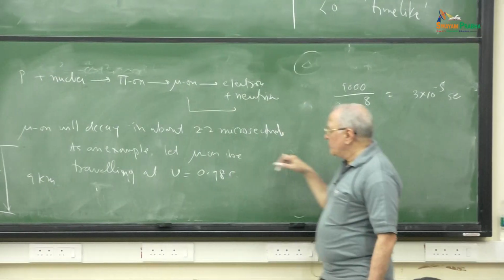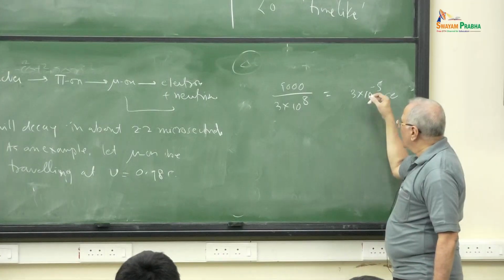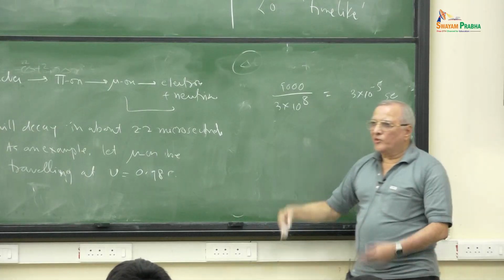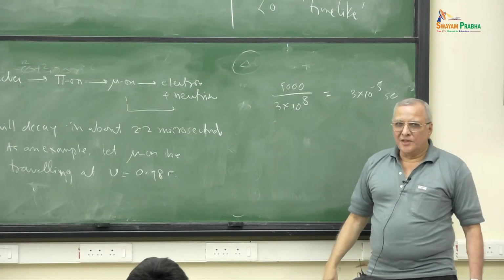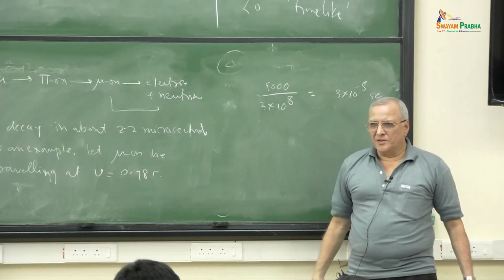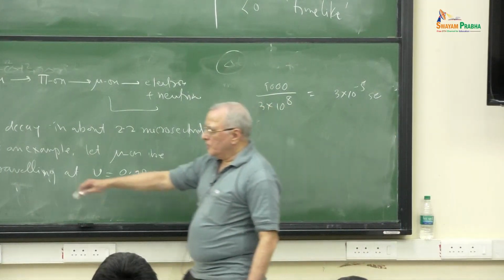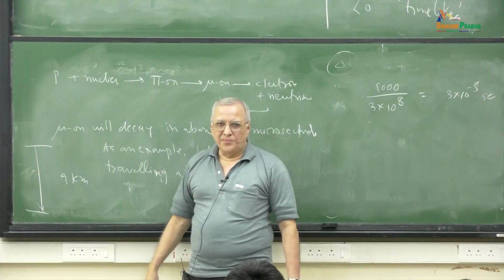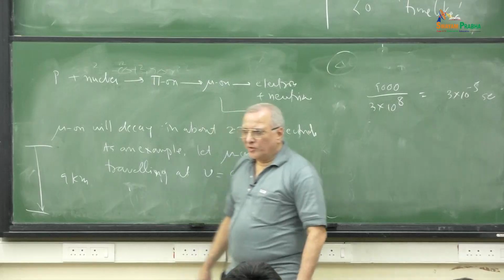So, how many half lives will there be here? This is about 30 microseconds, so about 15 half lives are there, which means the numbers will deplete by a factor of 2 to the power 15. So if there are 2 to the power 15 muons per second here, roughly 1 muon will come down. That is what one will expect.